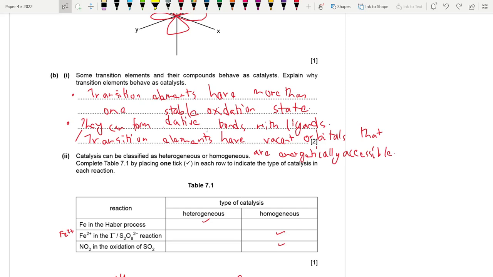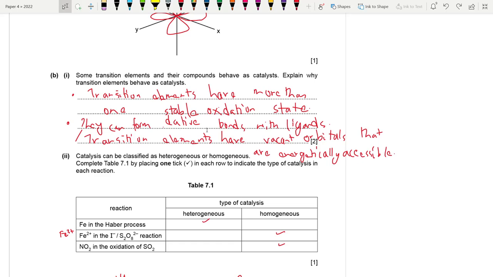And also the vacant d orbitals, or their vacant orbitals, are energetically accessible, or you can say that they can form dative covalent bonds with ligands. This actually helps them act as heterogeneous and homogeneous catalysts. So the reasons are they have more than one stable oxidation state, and they can form dative covalent bonds with ligands since these vacant orbitals are energetically accessible. That's the logic. So iron in the Haber process.